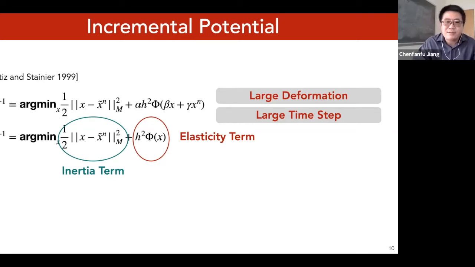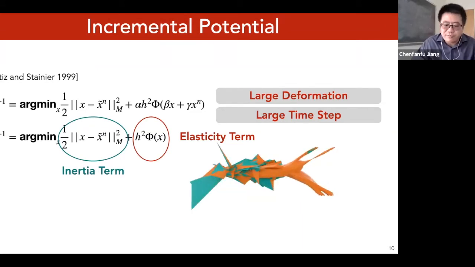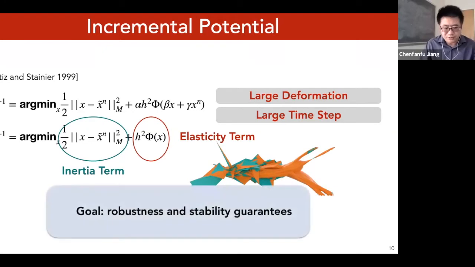Since this second term is scaled by the time step size squared, if you want to take a large time step size, the elasticity term becomes more dominant and the optimization becomes even worse conditioned. So without solving the optimization to convergence, numerical instabilities will happen, and visually it will look like this. Therefore, it has been a long-standing goal to achieve robustness and stability guarantees in hard cases and large steps. We want these guarantees so that practitioners and artists can play with the model using their imagination, to do things they want without worrying about the simulation going crazy.